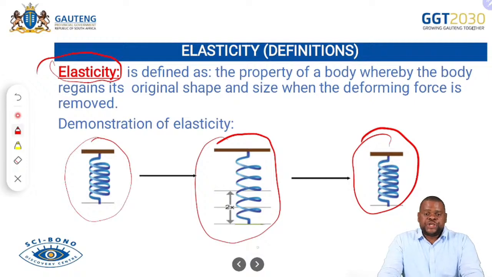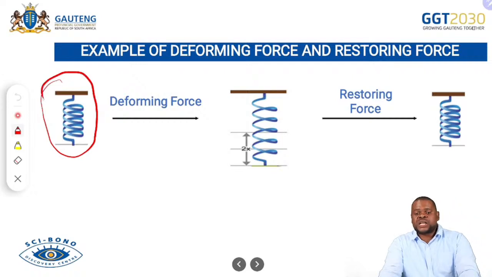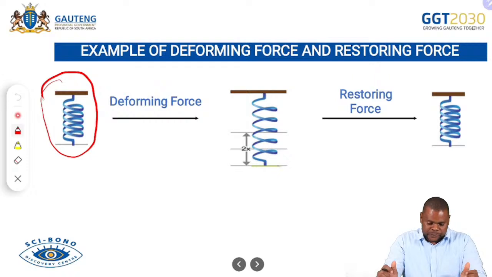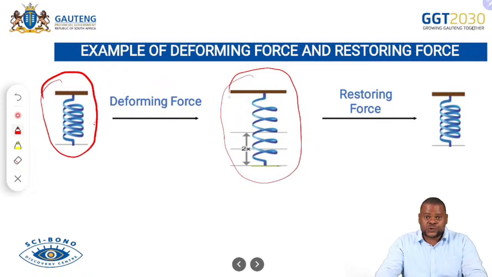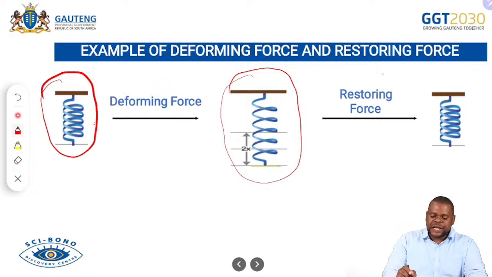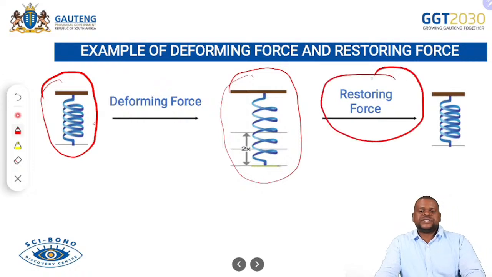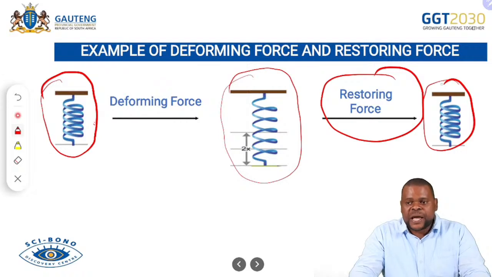Okay, now we continue with an example of deforming force and restoring force. We start originally with this spring. This is the original spring with original size and original shape. Then a deforming force took place on this spring, and the spring stretches out. Can you see, grade 12? Then what is going to happen is restoring force. If I stop pulling the spring down, or I remove the deforming force, then restoring force will take place to restore the spring to its original shape and size.